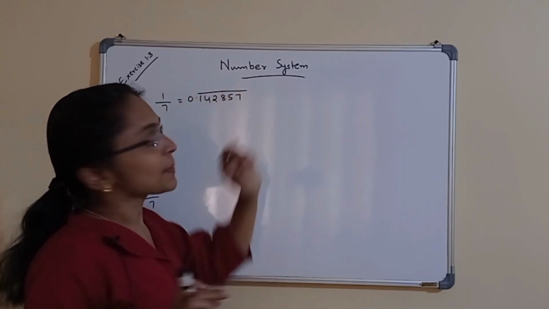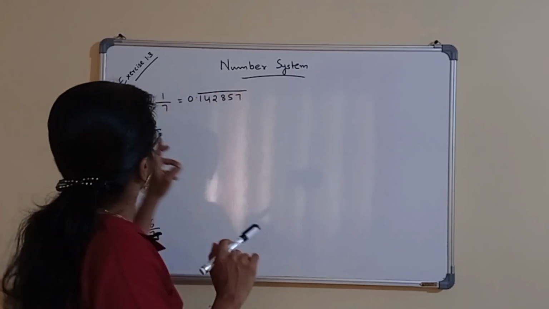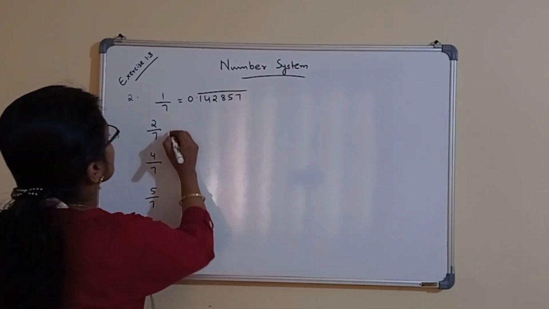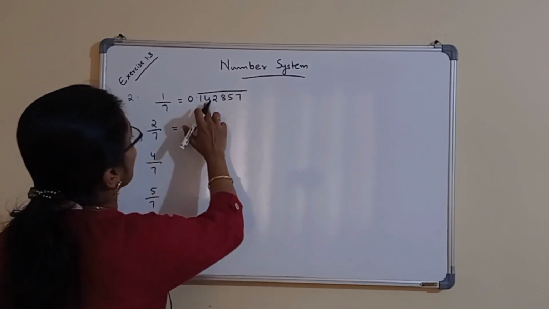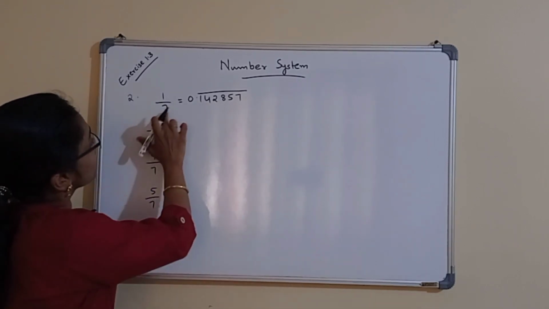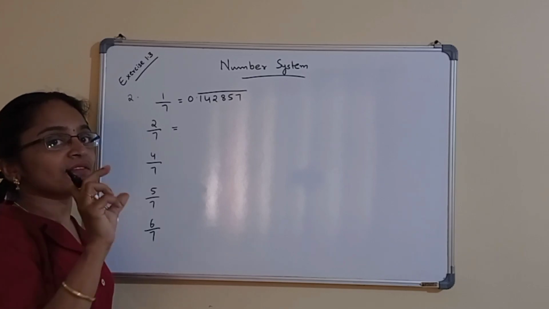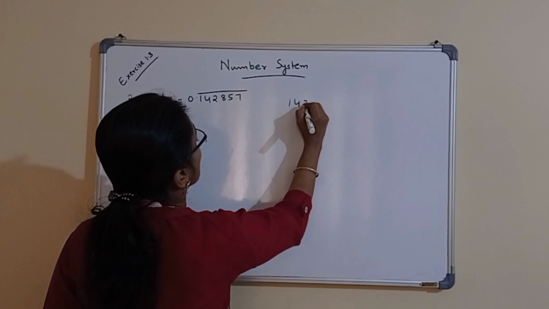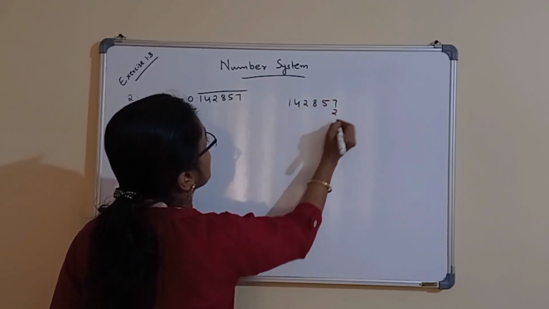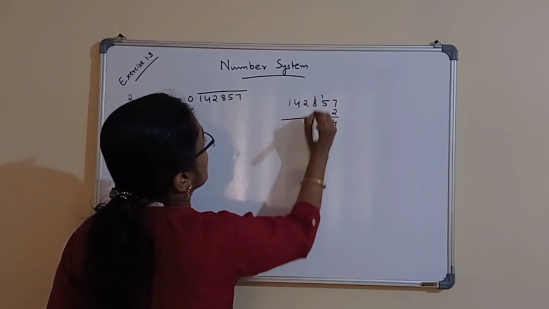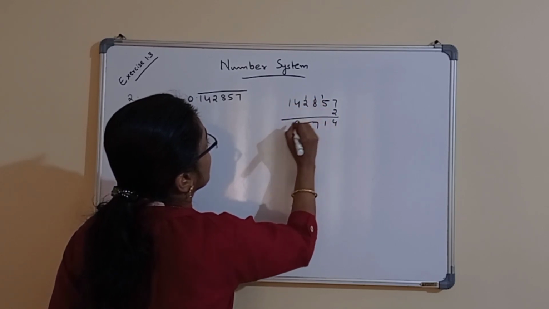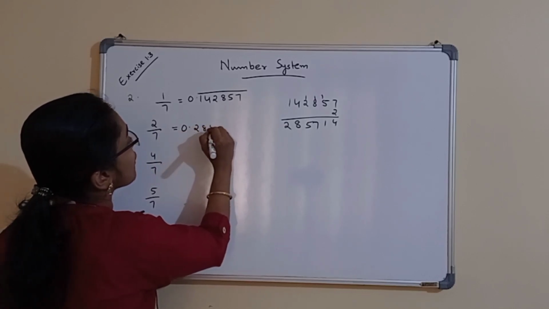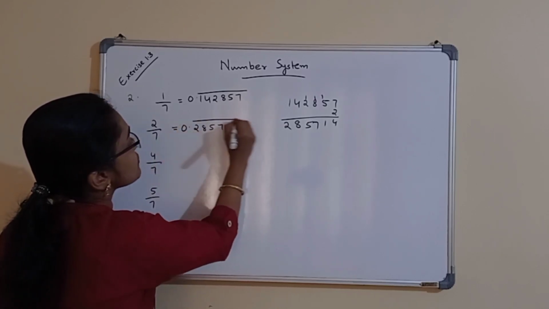Next one is, we know that the decimal expansion of 1 by 7 is 0.142857. This is repeating. So can you predict the value of 2 by 7, 4 by 7, 5 by 7 and 6 by 7? This is easy. Just multiply this by 2. That is, 1 by 7 is this. So 2 by 7 will be 2 into 1 by 7. So multiply this by 2. 142857 by 2 is 0.285714. This will repeat.